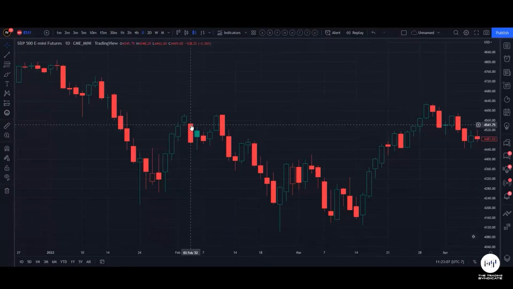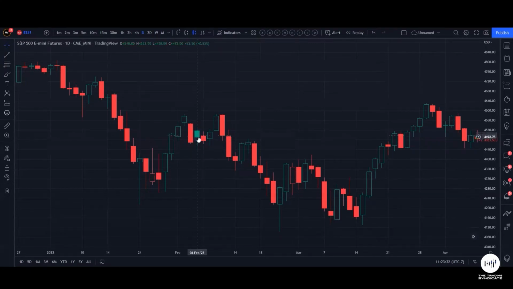What that means is the price opened at the top of the candlestick body and closed at the bottom of the candlestick body if it is a filled candle. So this candlestick right here opened at the top of the candlestick body at around a price of 4545 and closed down here at the bottom of the candlestick body at around 4469.